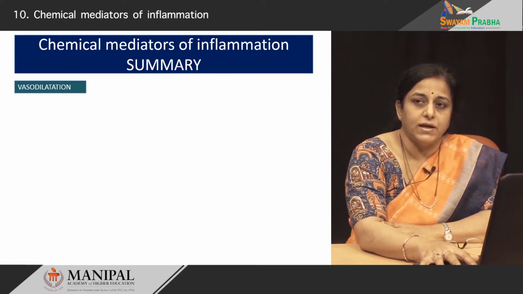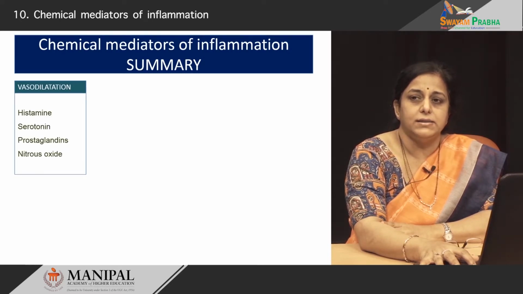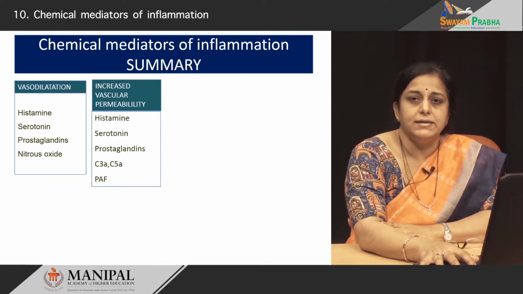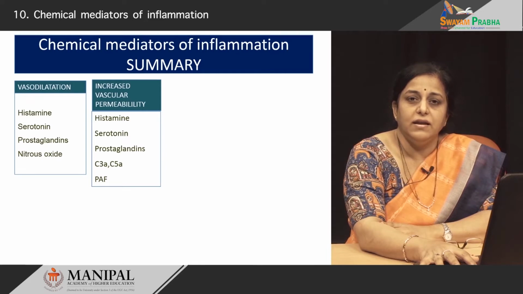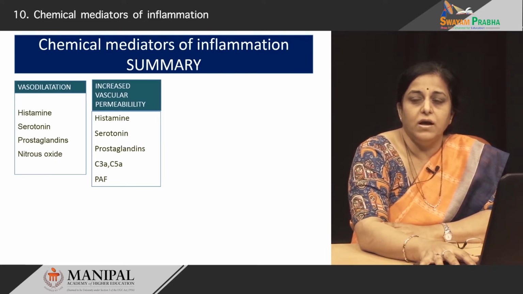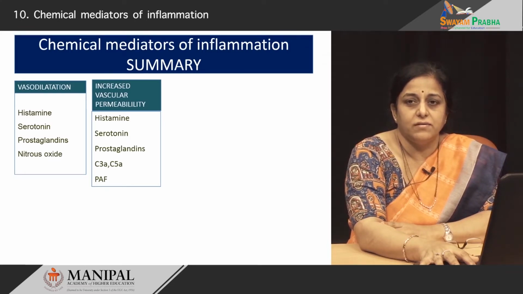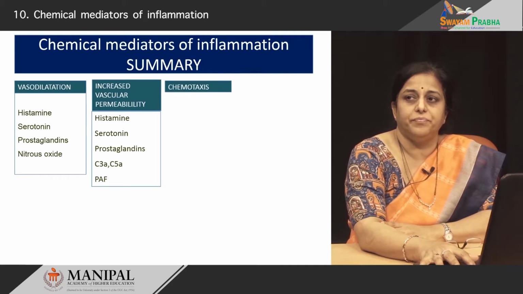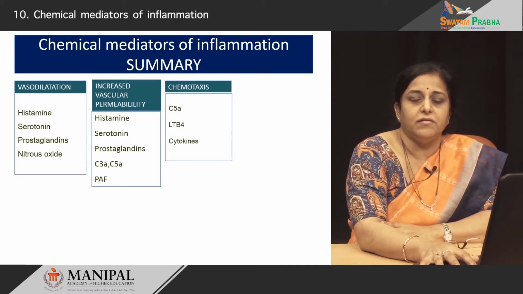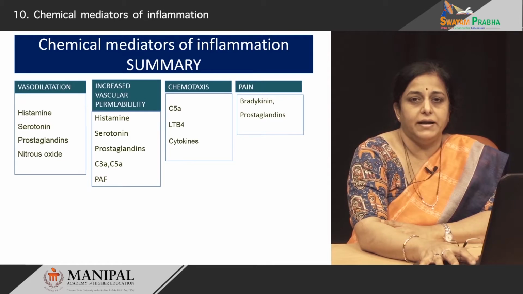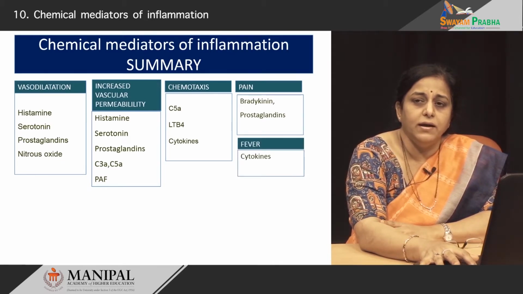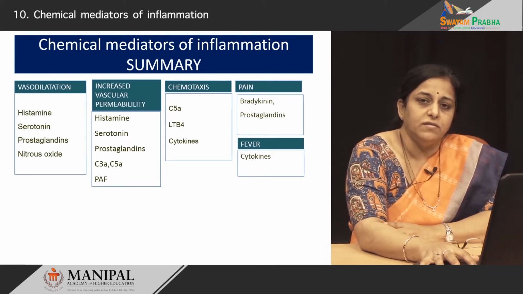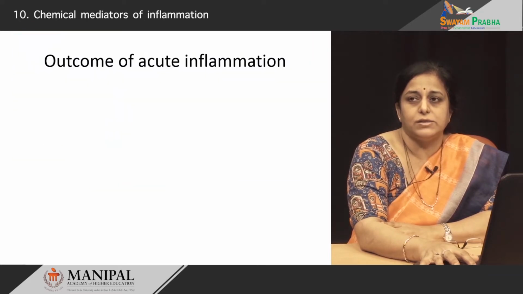So, the factors that are involved in vasodilatation are importantly histamine, serotonin, prostaglandins and nitric oxide. Increased vascular permeability, again histamine, serotonin, prostaglandins, C3A and C5A, which we learnt are called anaphylatoxins, cause the release of histamine by mast cells, producing increased vascular permeability, and platelet activating factor. Then we have chemotaxis. The factors that are responsible for chemotaxis are C5A, leukotriene B4 and the cytokines. Then we have the pain, which is brought about by prostaglandins and bradykinins. The fever is mostly brought about by cytokines. So, this summarizes the various mediators and their effects in inflammatory response.